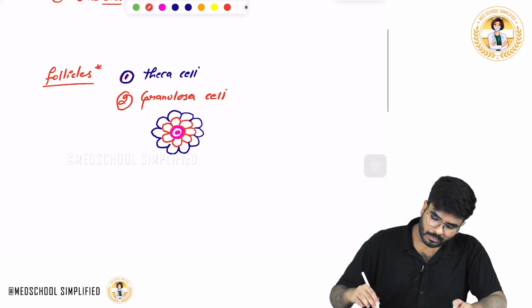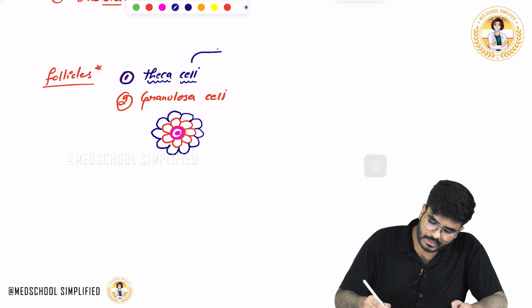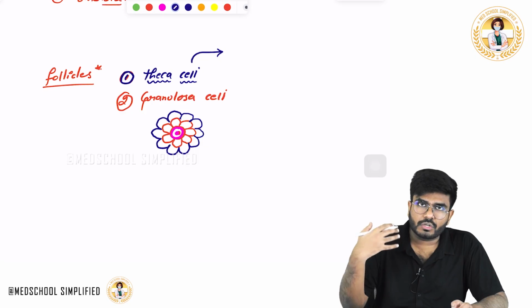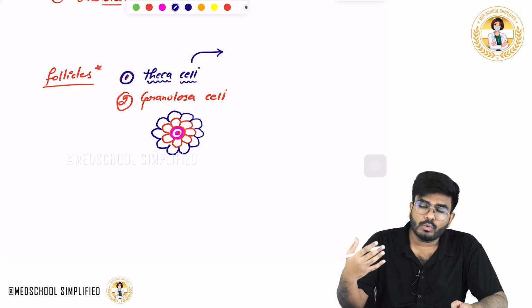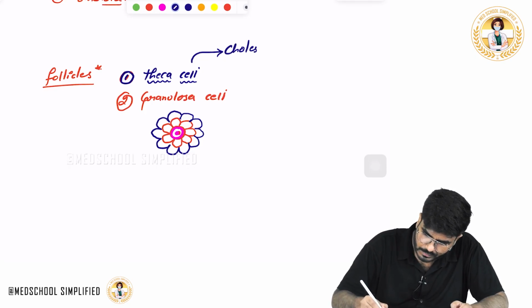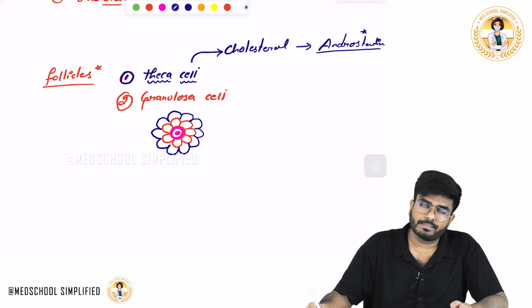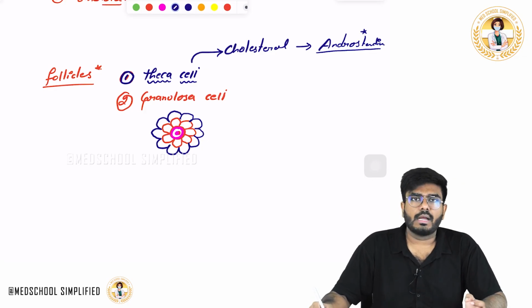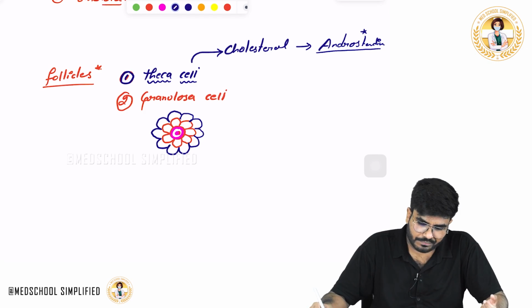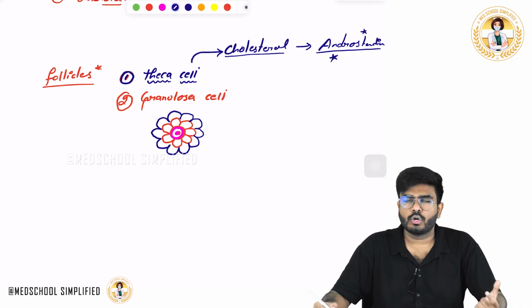Now let's discuss important points about the theca cell. What is this theca cell doing, sir? The theca cell is going to convert the cholesterol into androstenedione. So what exactly is androstenedione? You already know it. Androstenedione is a weaker androgen. Androstenedione and dehydroepiandrosterone are the weaker androgens. So theca cells are going to produce male sex hormones. True, no doubt. When, sir?